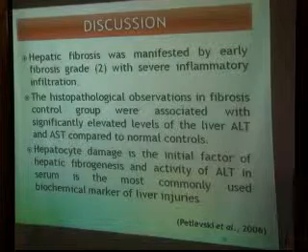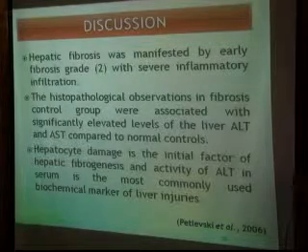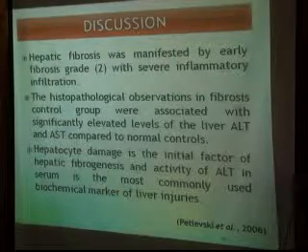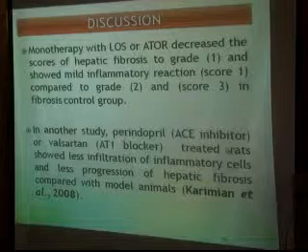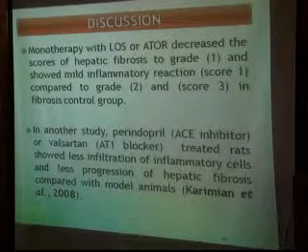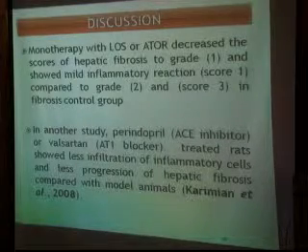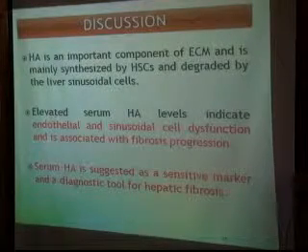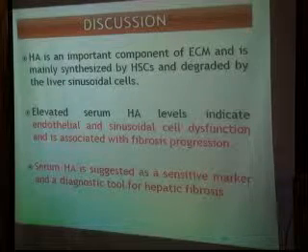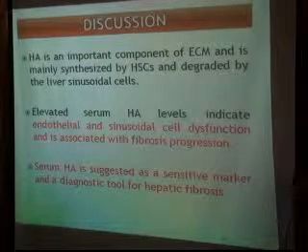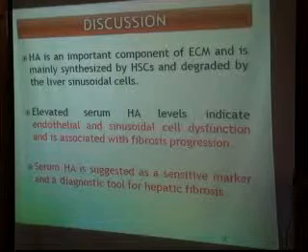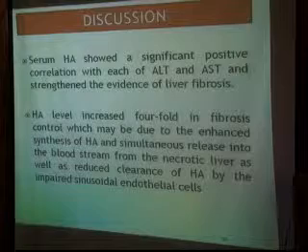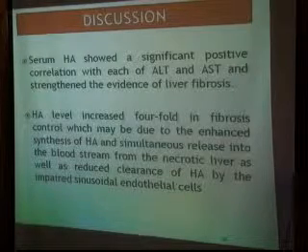As shown, it is a model of early fibrosis since it is grade 2 with severe inflammatory reaction associated with significant elevation of ALT, AST, and hyaluronic acid. The monotherapy reduced the hepatic fibrosis score from grade 2 to grade 1, and reduced the inflammatory reaction. Serum HA levels indicate endothelial and sinusoidal cell dysfunction associated with fibrosis progression and are considered a sensitive marker and diagnostic tool for hepatic fibrosis, which was also significantly increased 4-fold in the fibrosis control group.